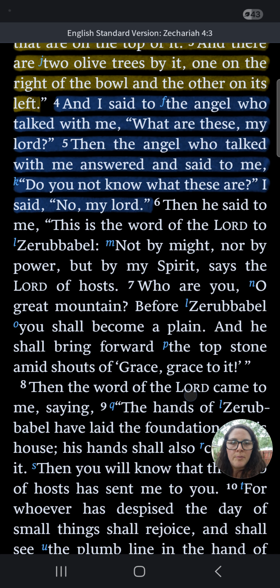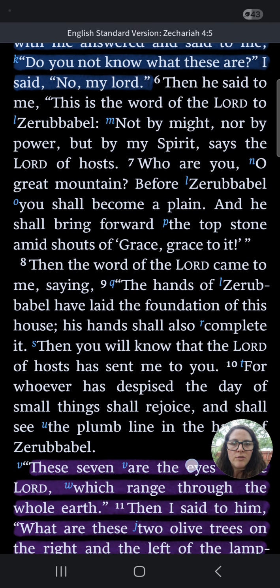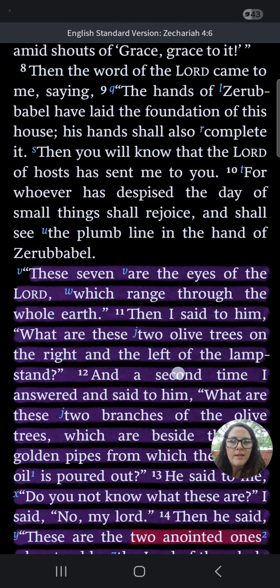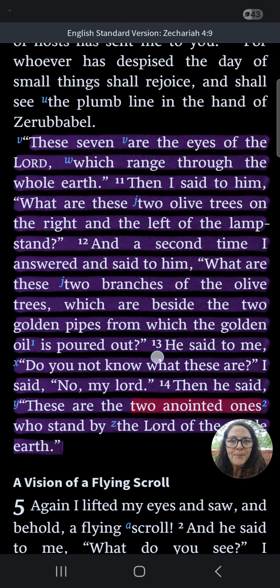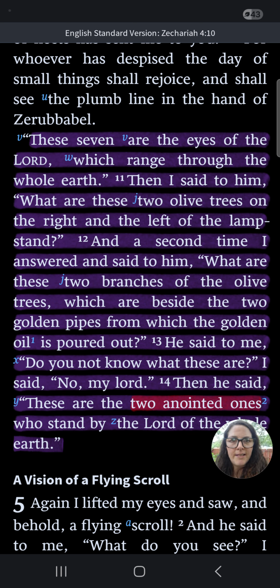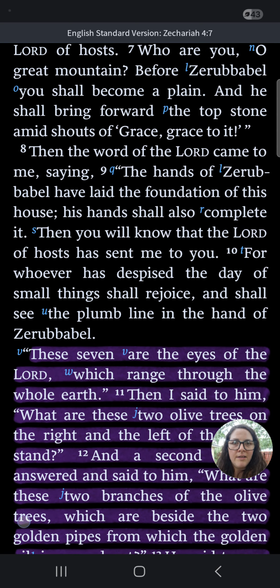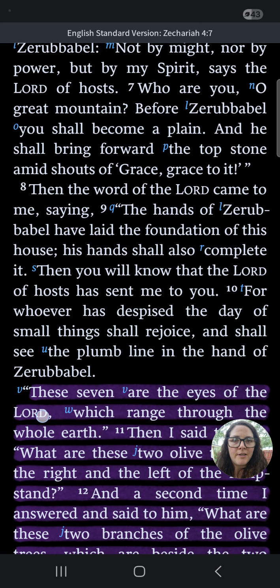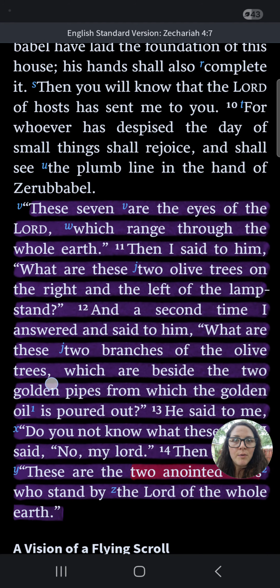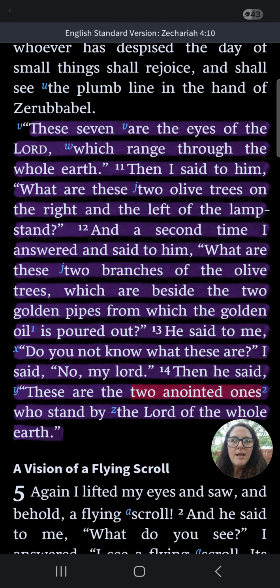Then it talks about Zerubbabel. The angel talks about Zerubbabel. And then again down here, after that, it says, these 7, I think this is where the angel actually answers what he's talking about. You can go back and read it yourself, but this is where he really answers Zechariah's question of what are these symbols that I'm seeing. These 7 are the eyes of the Lord, which range through the whole earth.